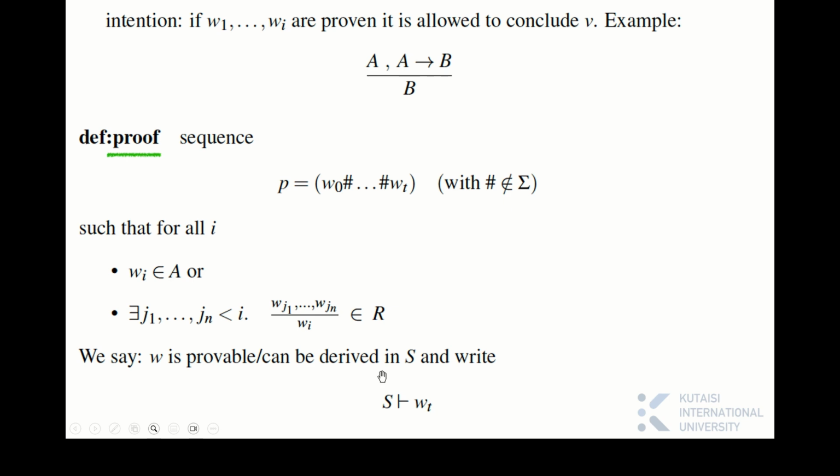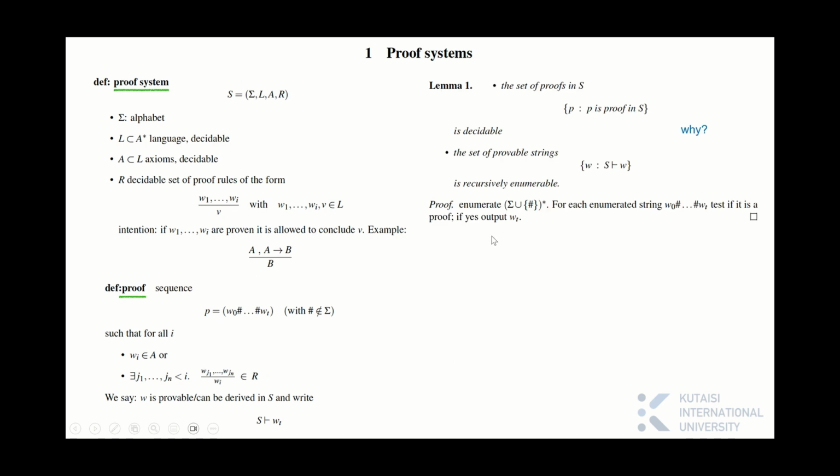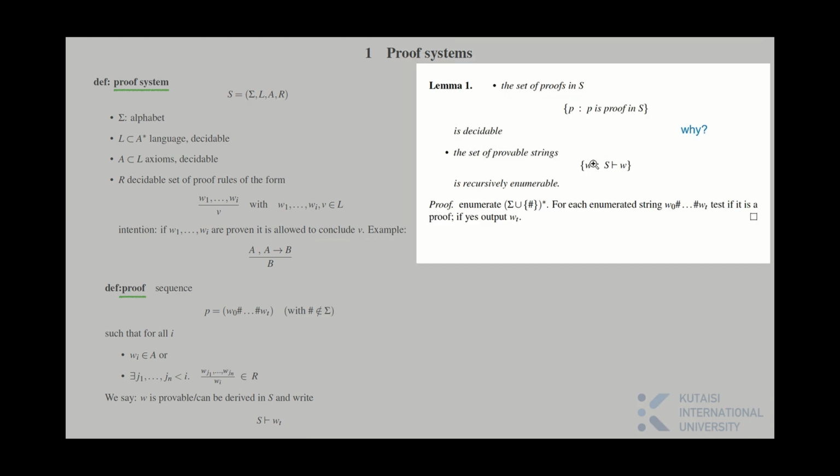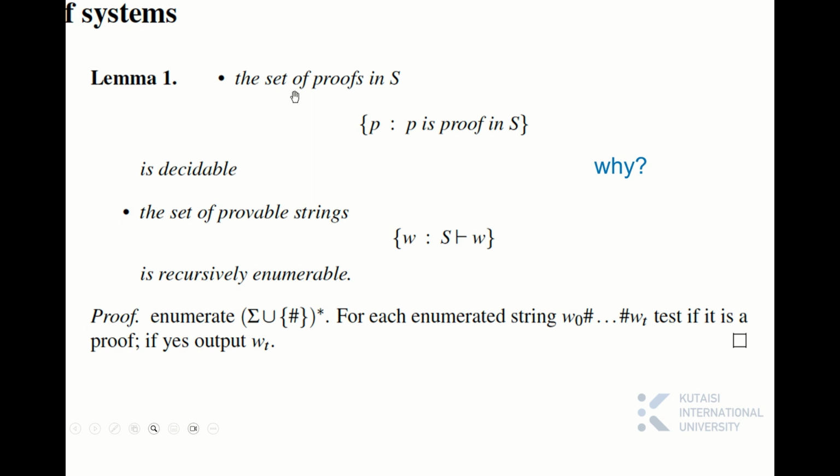So this means that we will write that in proof system S, I can prove WT. That means such a string exists. Okay. So now comes lemma number 1, and you should tell me why this is true. What does lemma 1 say? Lemma 1 says the set of proofs in any proof system. So what is the set of proofs? These are all strings that are proofs, meaning they obey the rule that every string is derived from the strings before it or is an axiom. Every proof in S is decidable.